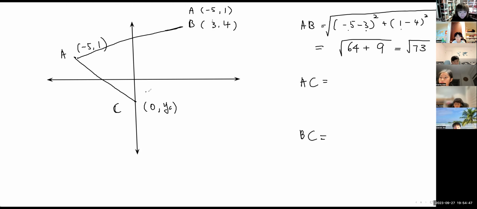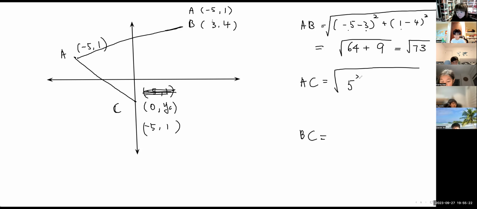So again, I'm going to move A here. So -5 and 1, just for myself, easier. Get it, everybody? 这样子我自己做起来方便嘛，对不对？好，那如果这边有个0呢。Okay, so 0 minus -5 equals +5 squared and plus yc minus 1 squared.